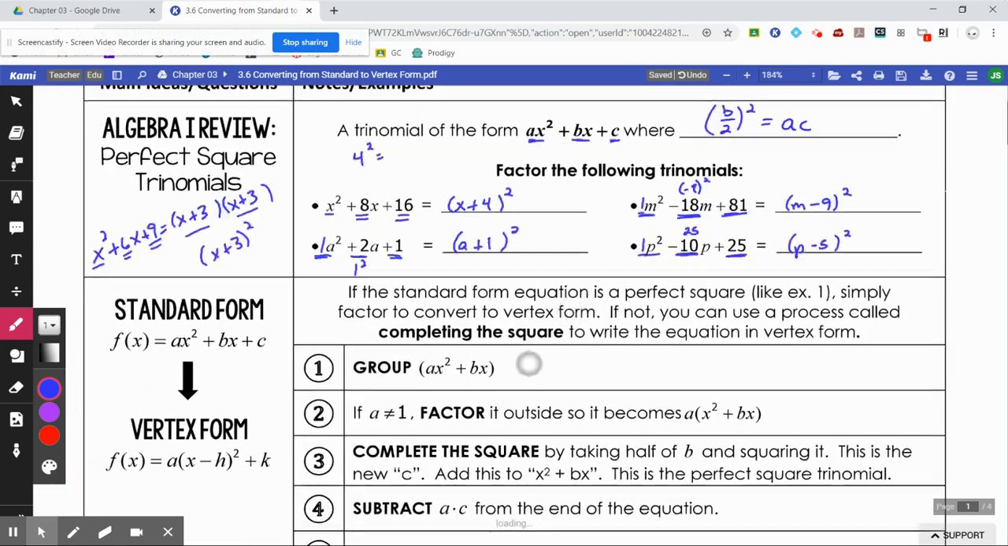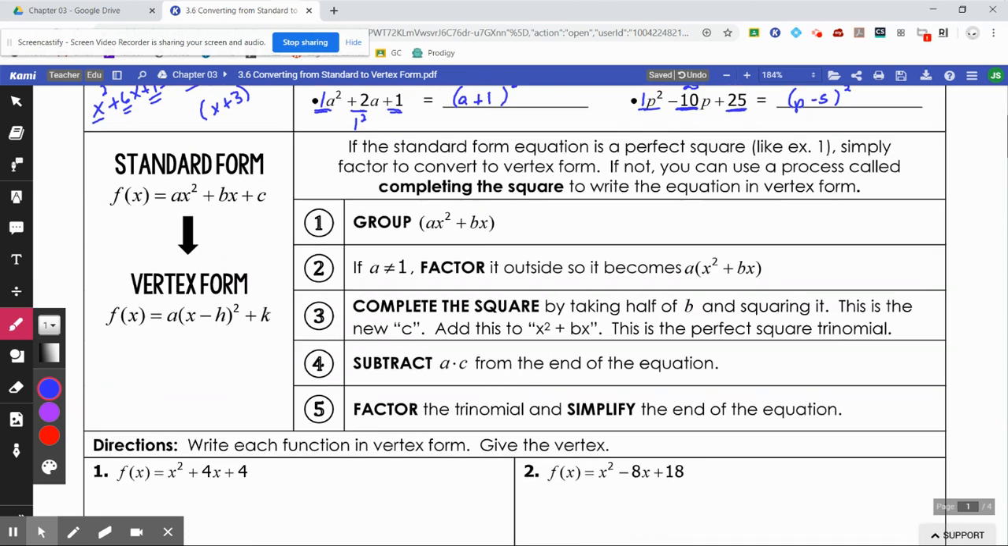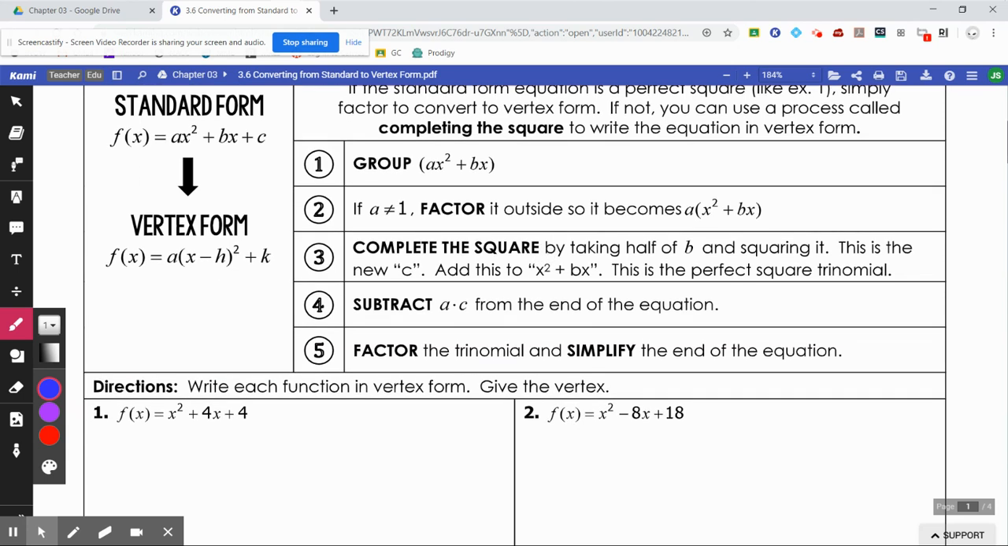So here are our steps. How do I change from standard form to vertex form? By using this perfect square trinomial idea. It says if the standard form of an equation is a perfect square, like the example of example 1, simply factor to convert the forms. If not, you can use a process called completing the square. So in example 1 down here, we already have a perfect square, but if not, we're going to have to somehow make it a perfect square. Now, I do it a little bit different from these directions. I am going to group ax squared plus bx, but step number 2, well, we're still going to have to do this.